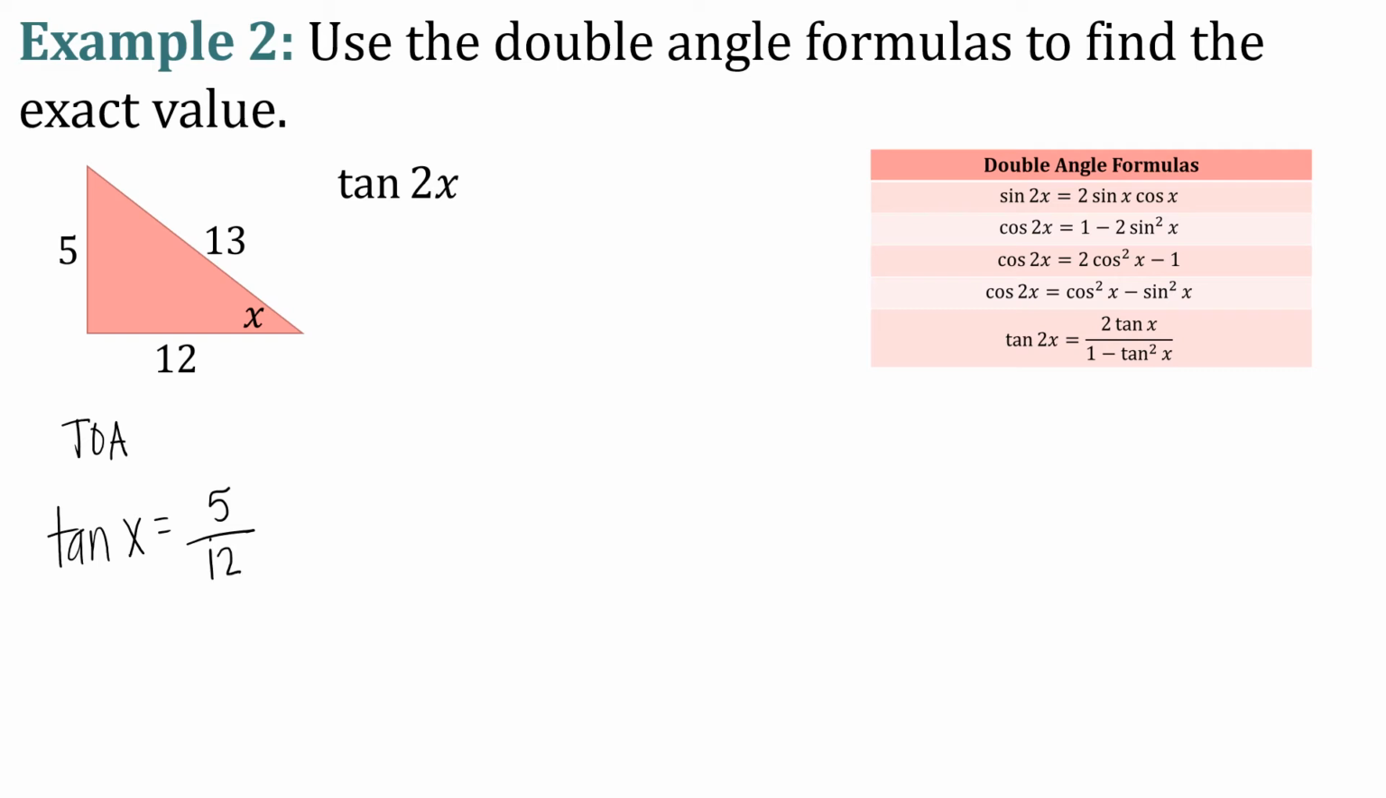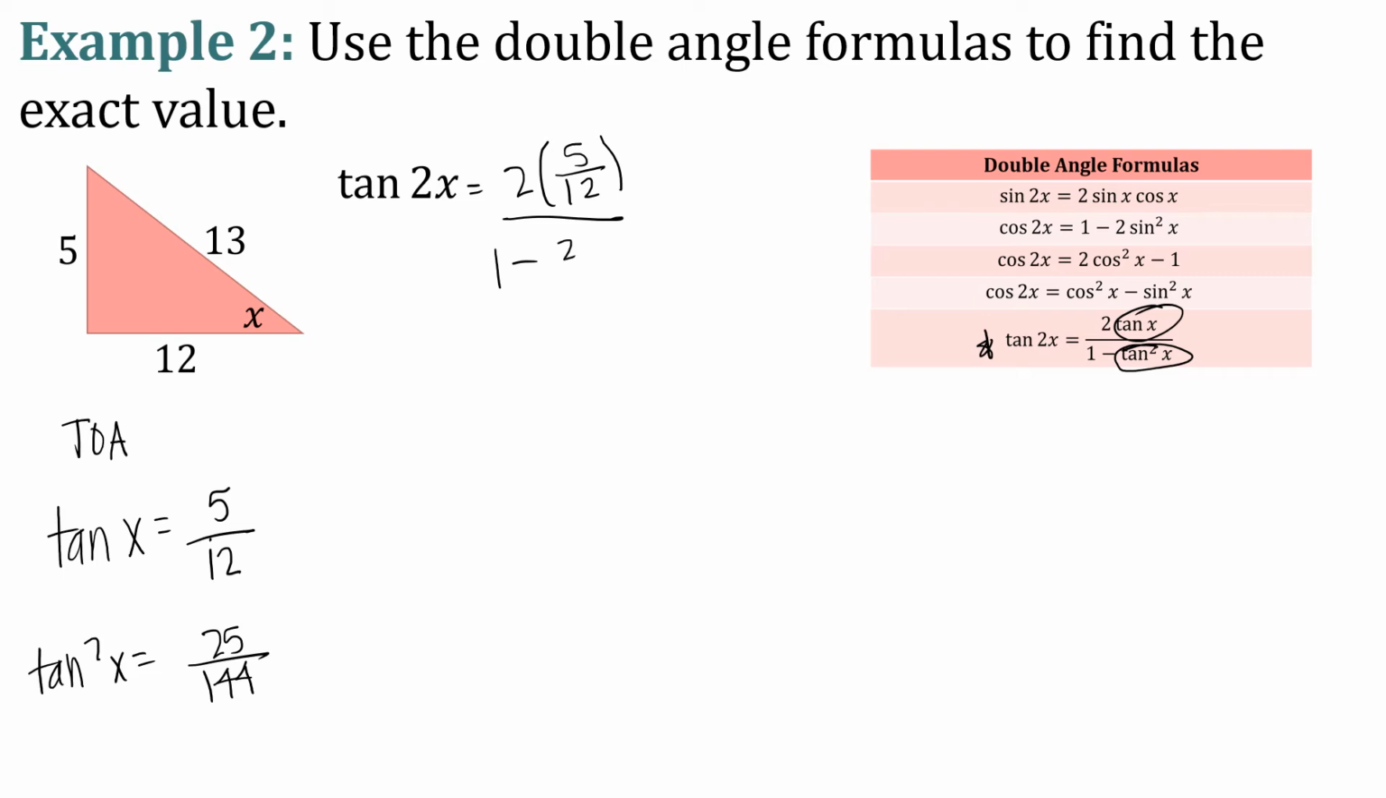5 over 12. Okay, we're also going to need the squared version of this. So tangent squared is going to be 25 over 144. So 2 times 5 over 12, because that's just tangent of x right here. We're looking at that tangent of x, all over 1 minus tan squared, which is 25 over 144.